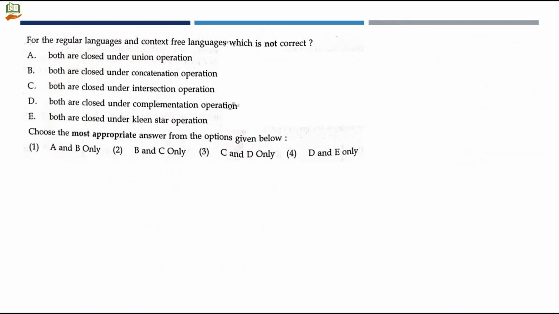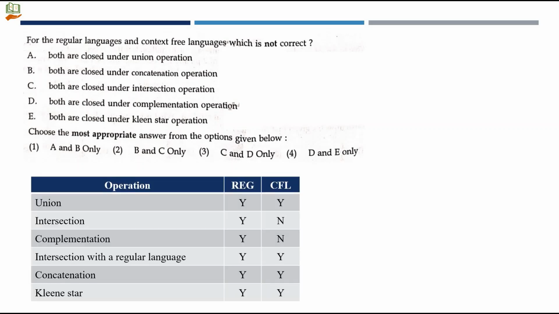Next question. For regular languages and context-free languages, which is not correct. So here's the table. For union operation, regular and CFL are closed. So this is true. For concatenation, they are closed. I'll just mark this for easy reference. It is true. Both are closed under intersection operation. They are not closed under intersection operation. Both are closed under complementation operation. Same case, they are not closed. Both are closed under Kleene star operation. Yes. Find which is not correct. Option 3, C and D will be the right answer.